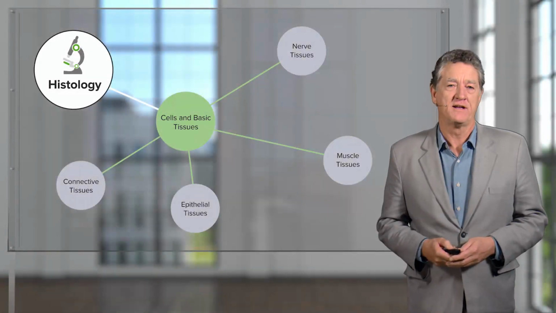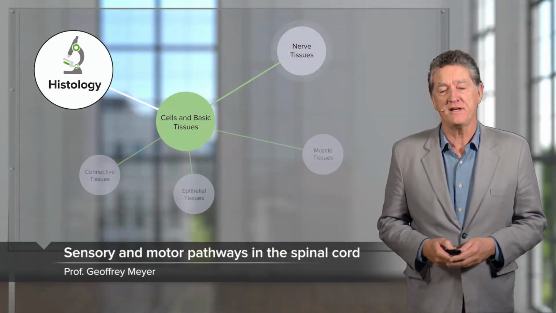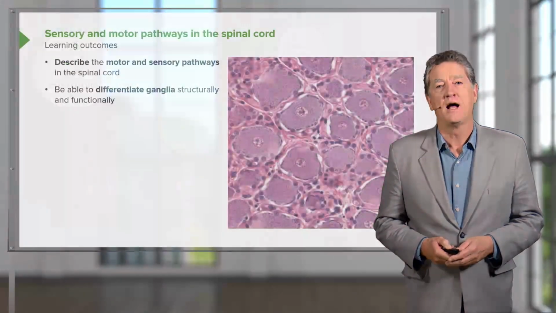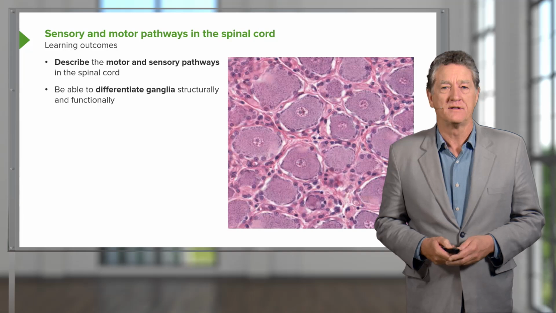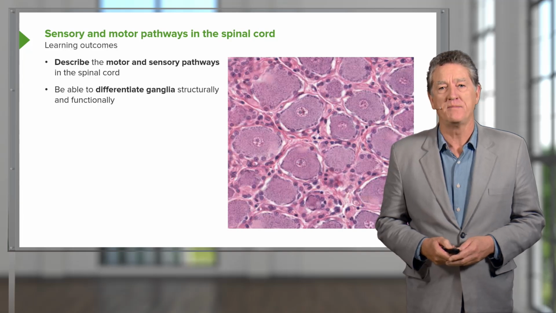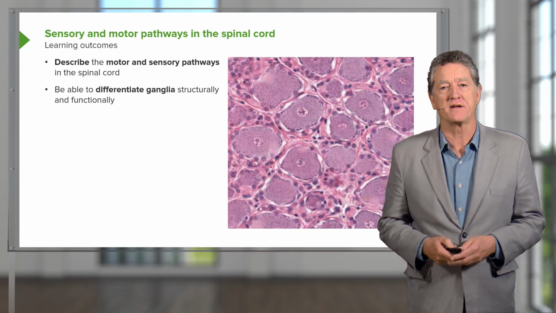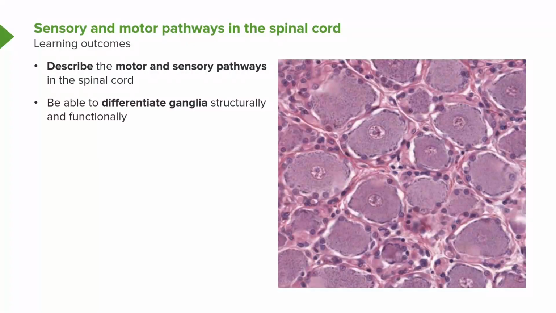In this lecture, I'm going to describe the sensory and motor pathways in the spinal cord. At the end of this lecture, I want you to be able to describe both the motor pathways and the sensory pathways, so you have a very good understanding of these pathways. I also would like you to know the difference between the various ganglia in the body and be able to tell the difference histologically when you see images of these structures.